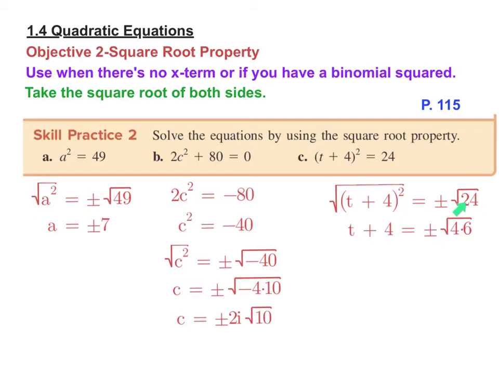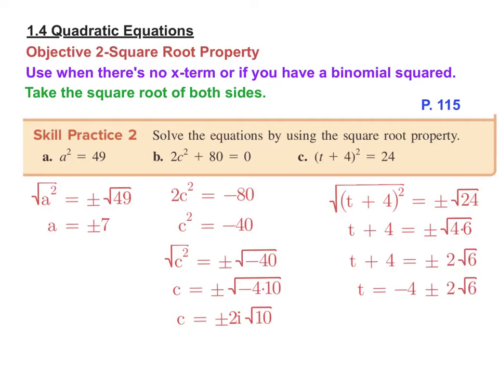Now I already started breaking 24 down. The biggest perfect square that goes into 24 is 4. Square root of 4 is 2. So this is plus or minus 2 root 6. So I'm going to take that. What's my last step? Subtract 4. So my final answer, t equals negative 4 plus or minus 2 root 6.